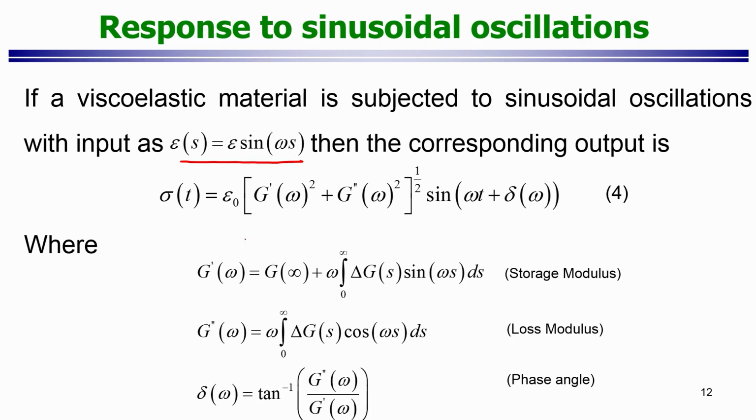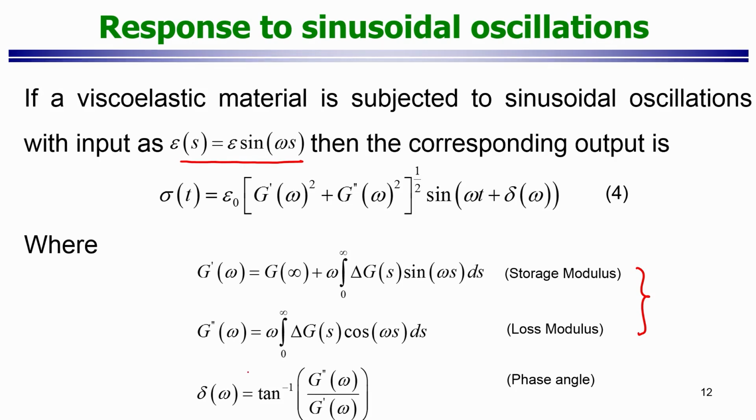And we found out that the corresponding output occurs in the form of this equation here, equation 4, where this term G dash is also called the storage modulus. The term G double dash is called the loss modulus, and under certain assumptions you can relate the particular form of the stress relaxation function to G dash and G double dash by these important integral equations right here.